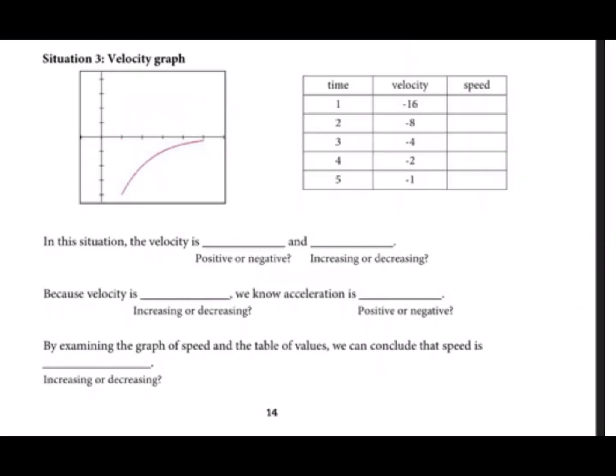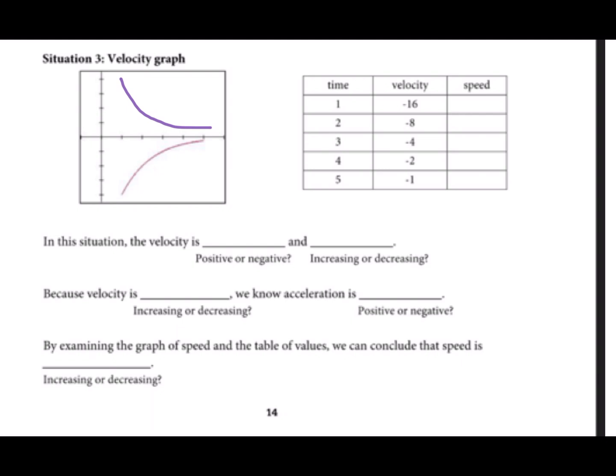Okay, let's look at situation number 3. All right, in situation 3, you're given this velocity graph and those velocity values. I want you to pause and draw what the speed graph would look like, where speed is the absolute value of velocity. When you're ready, you can come back to me. Okay, so the speed graph is just going to be flipped over the x-axis, so not perfect, but it looks roughly like that. Okay, now I want you guys to pause and fill in the speed values on the table. When you're ready, come back to me.